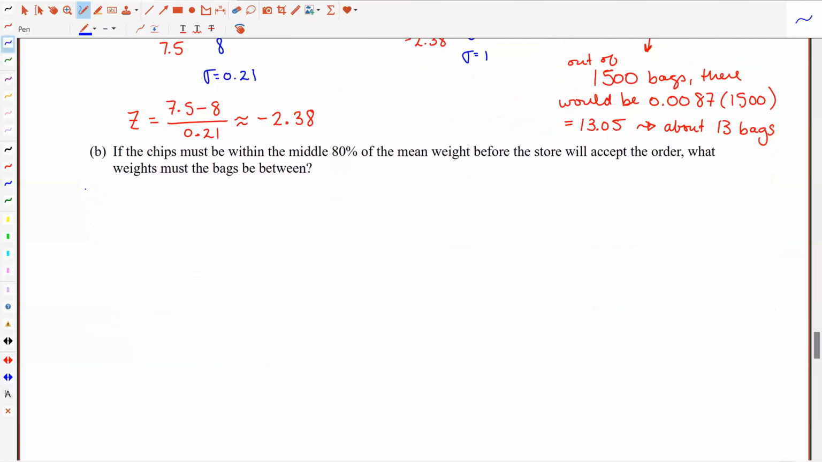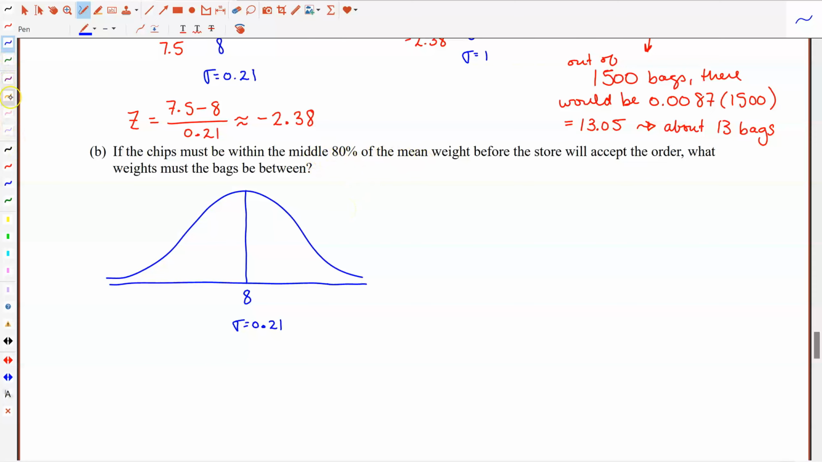It says if the bag of chips must be within the middle 80% of the mean weight before the store will accept the order, what weights must the bags be between? Now again, a sketch is very helpful to see what is going on here. So we'll sketch a normal curve. It has a mean of 8 ounces and a standard deviation of 0.21 ounces. All right, I want the chips to be within the middle 80% of all of the mean weights.